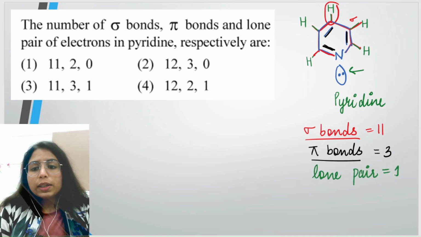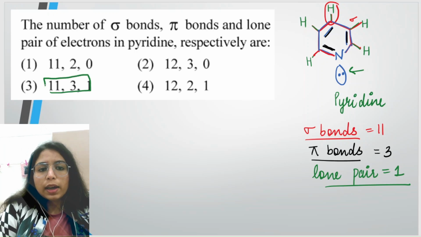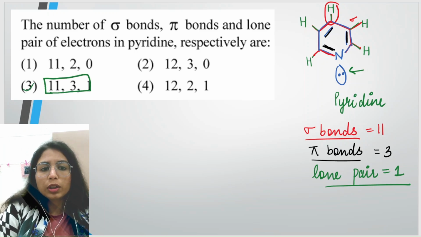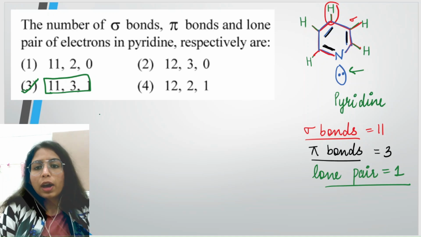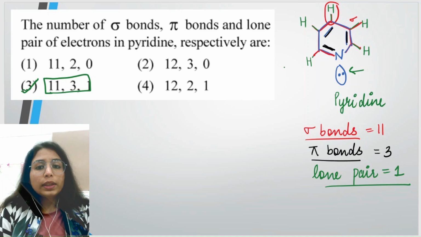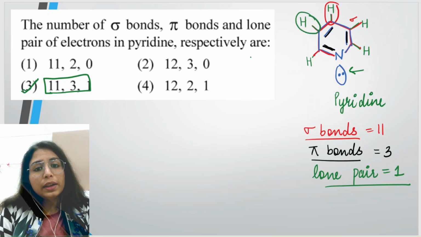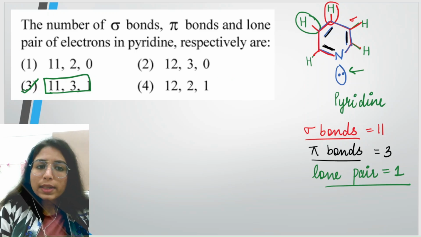Now let us see the correct set of answers that represents this. That is 11, 3 and 1. So this set represents the correct solution, and therefore the third will be my correct set of answers. I hope you understood this question. The only thing you need to know to solve it is the structure of pyridine, and do not forget the single bond between carbon and hydrogen. Alright, let us now have a look at our second question.